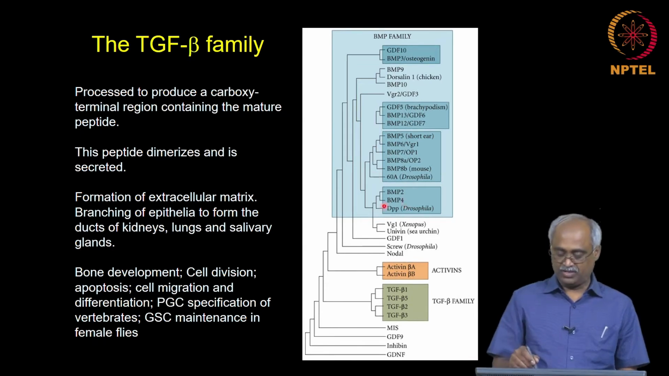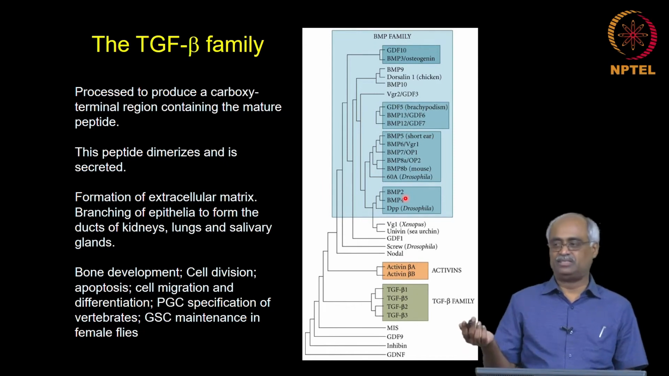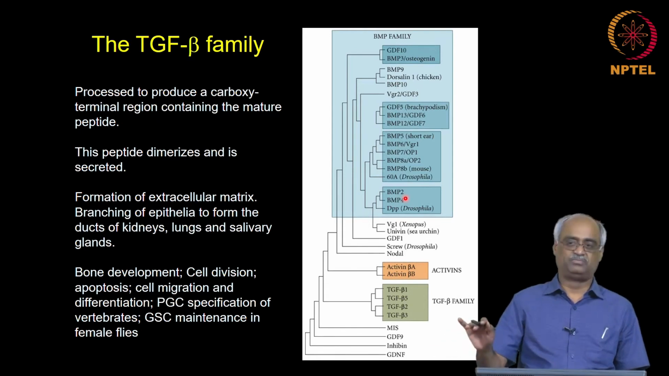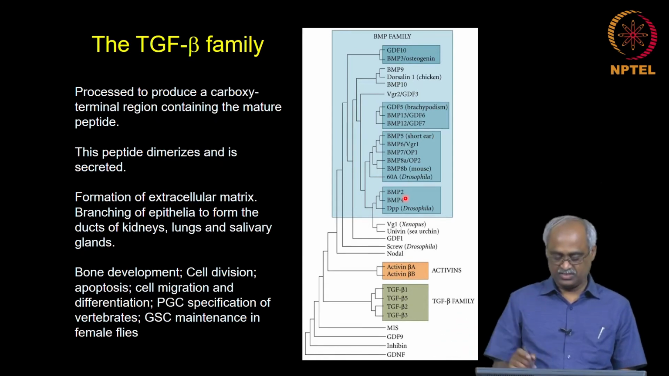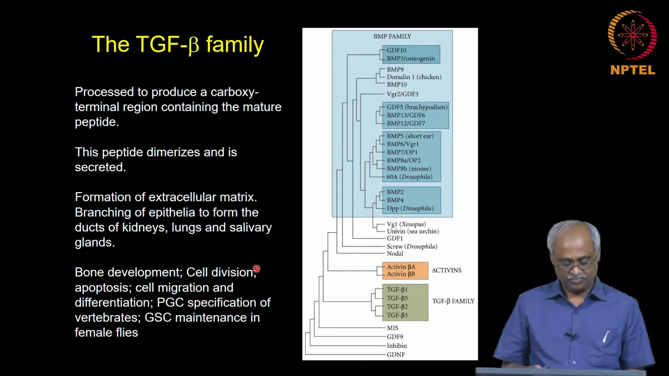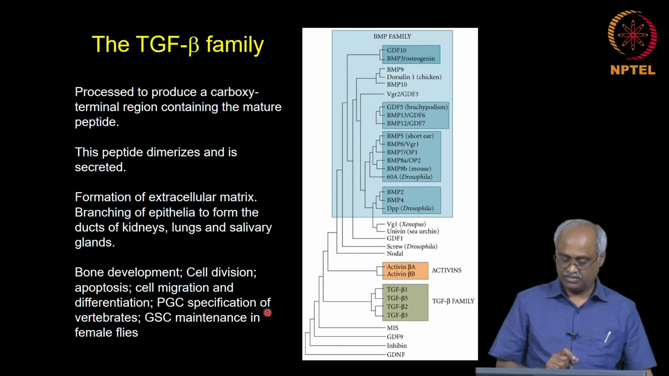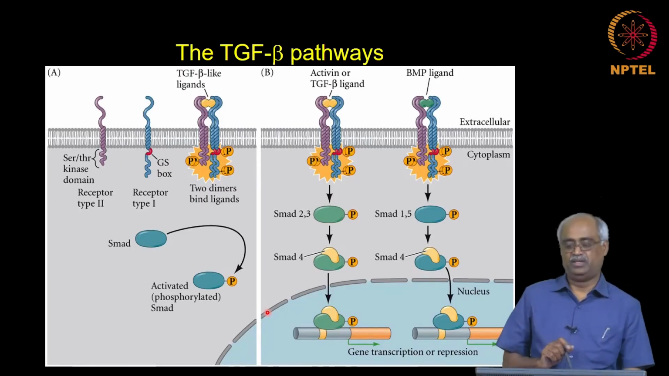This DPP, one of the BMP members in Drosophila, is required for germline stem cell maintenance. Without that they will not remain as stem cells, instead they will enter into meiosis. Okay. So there will be no stem cells without that. They are required for cell division, apoptosis regulation in many vertebrate contexts, cell migration as well. So like that they are involved in many different processes. So they work in this manner.